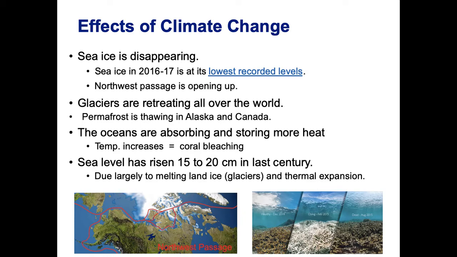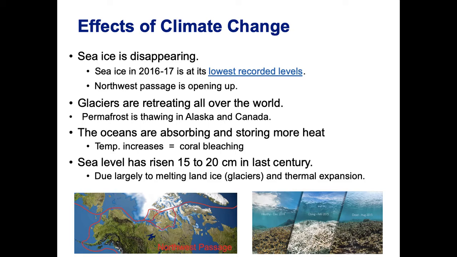We find that permafrost is thawing. This is ground that is called permafrost because it's permanently frozen ground. It is becoming not permanently frozen in Alaska and Canada, as well as in Siberia and other cold places around the world. We find that the oceans are absorbing and storing more heat. As the temperature increases, we get coral bleaching, which I'll talk some more about later on. And we're starting to see sea level rise already in the last century.